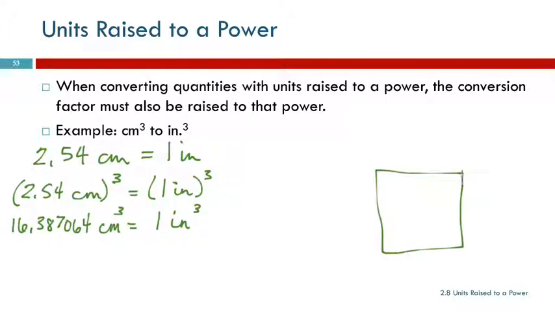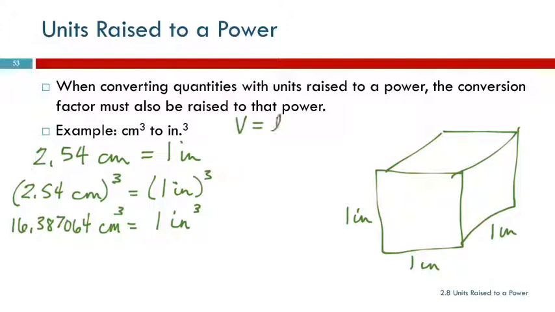So here's a cube. It's 1 inch on a side. So the volume of the cube is the length times the width times the height. So that's 1 inch times 1 inch times 1 inch, which equals 1 cubic inch. Easy enough, right? What if we measure that same cube with a centimeter ruler instead?